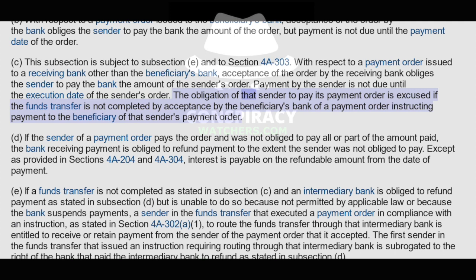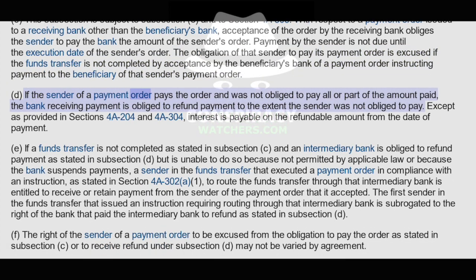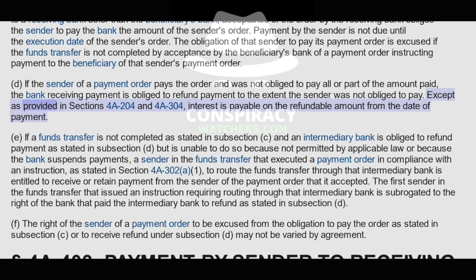The obligation of that sender to pay its payment order is excused if the funds transfer is not completed by acceptance by the beneficiary's bank of a payment order instructing payment to the beneficiary of that sender's payment order. If the sender of a payment order pays the order and was not obliged to pay all or part of the amount paid, the bank receiving payment is obliged to refund payment to the extent the sender was not obliged to pay. Except as provided in sections 4A204 and 4A304. Interest is payable on the refundable amount from the date of payment.